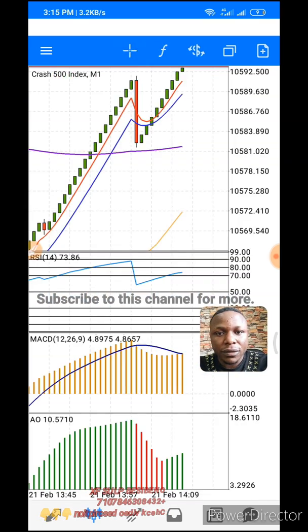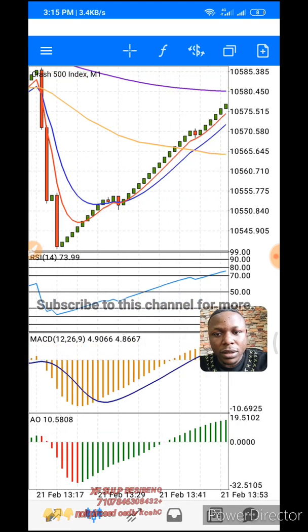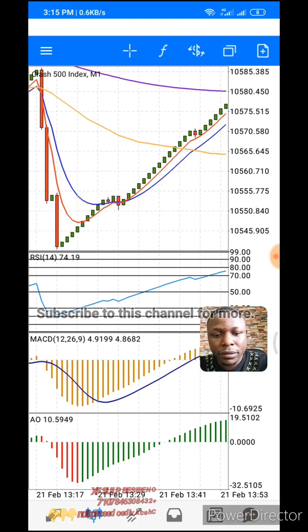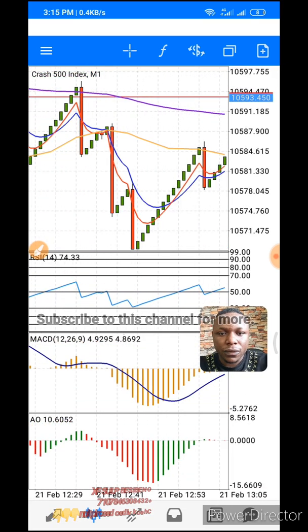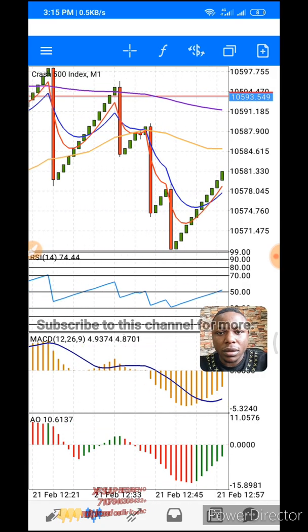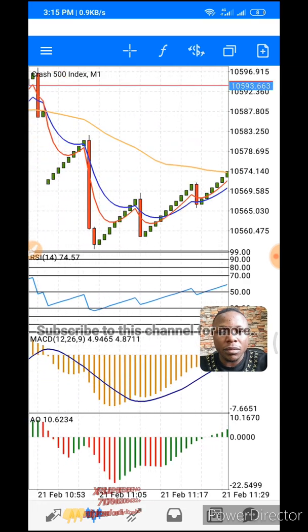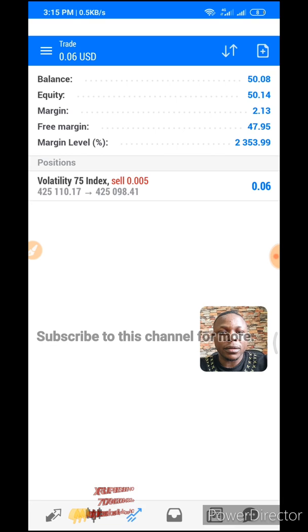Let's see for Crash 500, EMA 5 and EMA 10. There was a crossing here. Take your 3 candles and you exit. There was a lot of crossing over here also. So you take your 3 candles, you exit. Take your 3 candles, you exit the market. So that's that about the EMA 5 and 10 crossing.